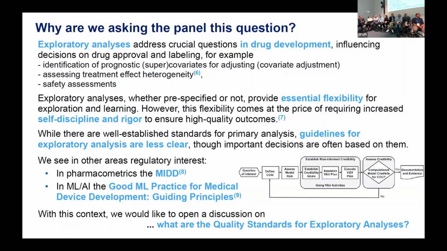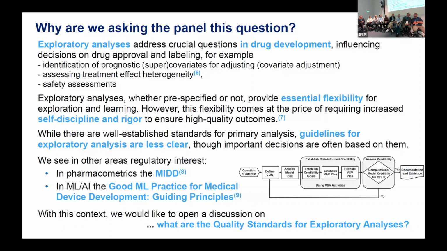And here is some example analysis that I'm more familiarized with. I'm sure there are many more. We can perform some exploratory analysis to identify prognostic variables or create with machine learning super covariates to use later in some trials for covariate adjustment. We can have assessments around treatment heterogeneity and, of course, safety assessments.